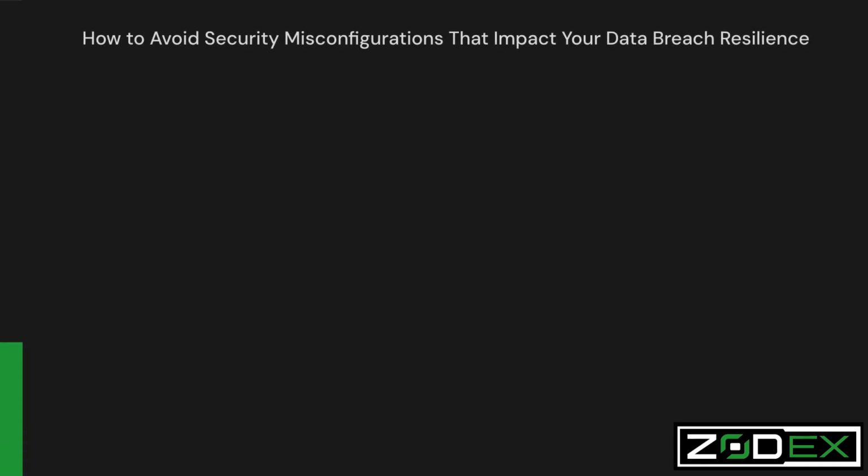Here's how to avoid security misconfigurations that impact your data breach resilience. Implement a comprehensive security policy. A clear cybersecurity policy should cover all aspects of system configurations, such as setting permissions and updating software. Train employees on cyber threat awareness. Human error accounts for a large share of cloud security breaches. By ensuring your team is educated on common cybercrime tactics, like phishing, they can help shield your business from mishaps.